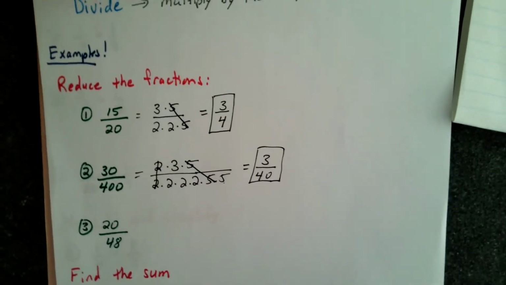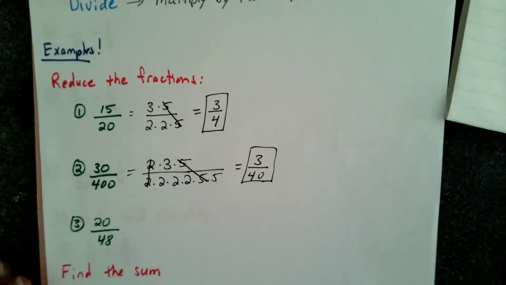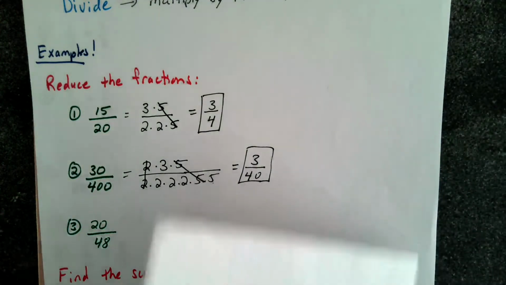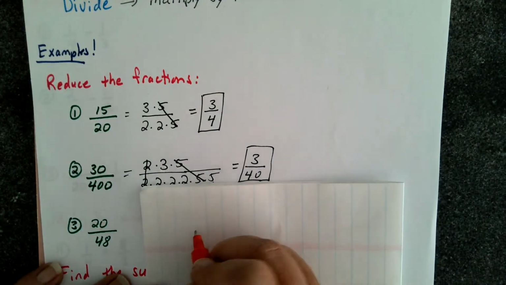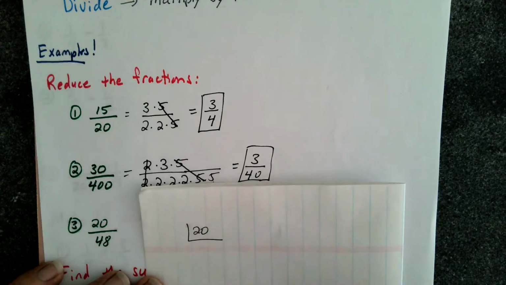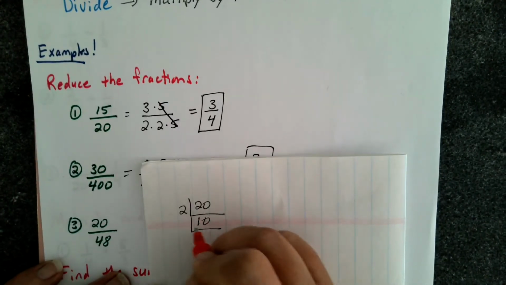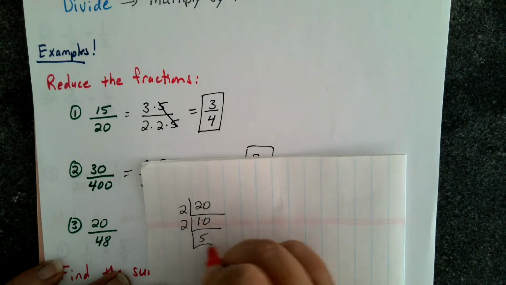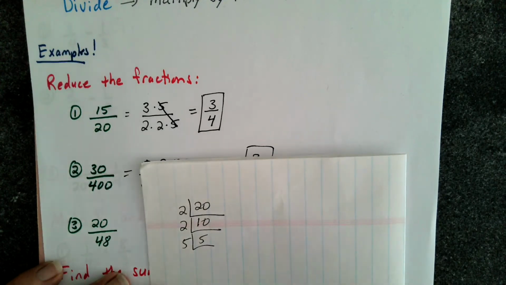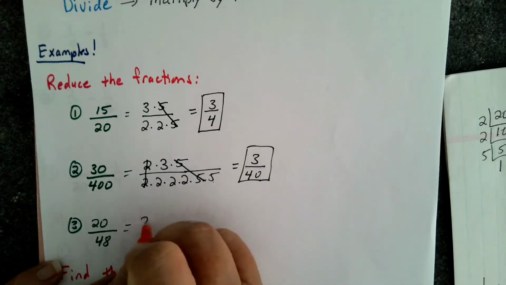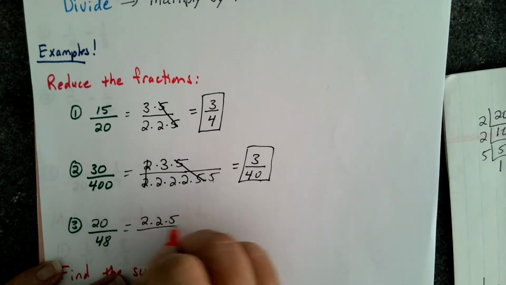Our last example is 20 over 48. You should try it without me and see if you get my same answer. So I'm going to go ahead and do it. So I have 20. Again, it's even, so I know it's divisible by 2. Even again, divisible by 2. And that's divisible by 5. And I get the 1, so I know I'm done. So this is 2 times 2 times 5.